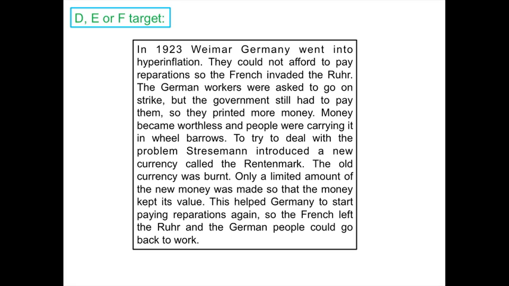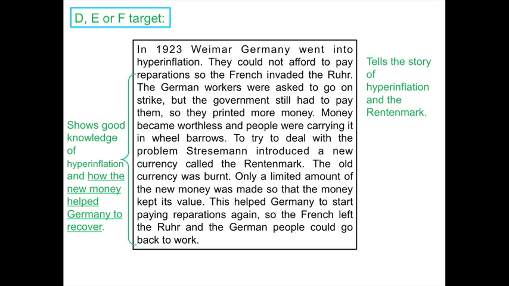Only a limited amount of the new money was made so that the money kept its value. This helped Germany to start repaying reparations again, so the French left the Ruhr and the German people could go back to work. This candidate tells us the story of hyperinflation and the Rentenmark, so they're describing what happened. They do show us good knowledge of hyperinflation and how the new money helped Germany to recover. So this is focused on the question. They're answering the question they've been asked, explaining what the new money did.